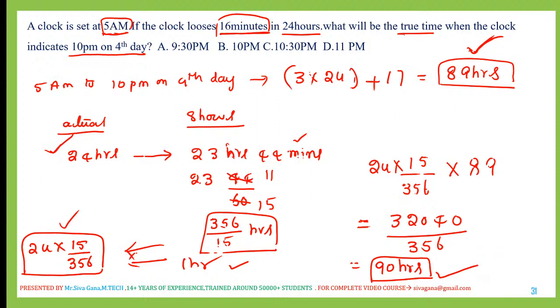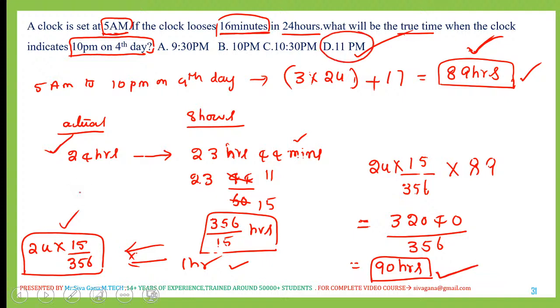So what is the true time? 10 p.m. on the 4th day is not the true time. It is 11 p.m. on the 4th day, one hour extra. It is showing 89 hours, but the actual completed is 90 hours, one hour more. 10 p.m. plus 1 hour is 11 p.m. That is the answer for this question.